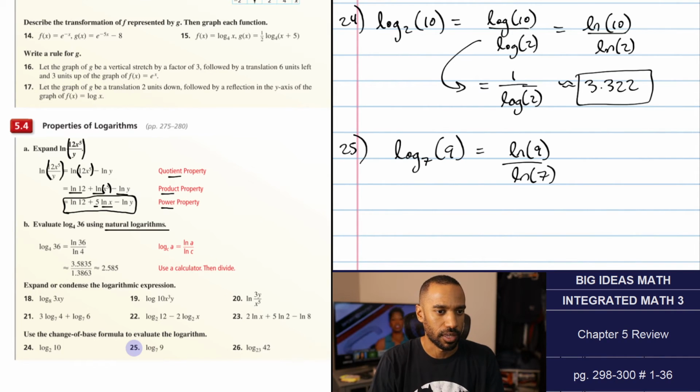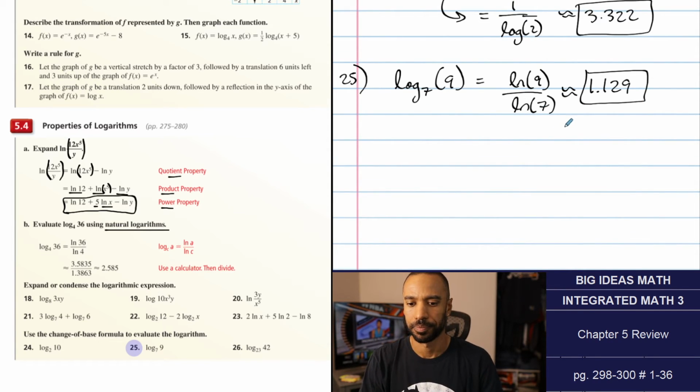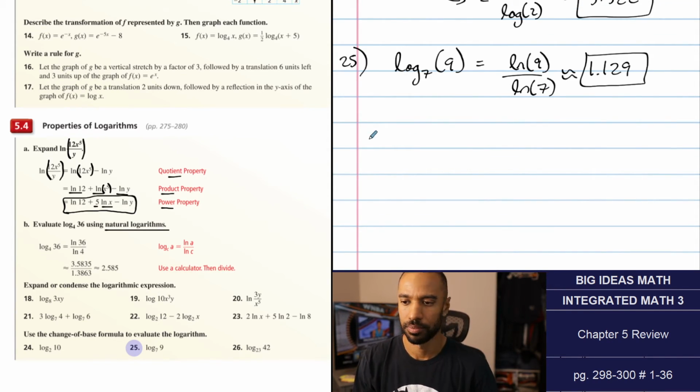I'm not going to show on the calculator. I'll just type it out and see what we get. If I type it correctly, natural log of 7, and I'm getting around 1.129. Like I said, somewhere between 1 and 2. Significantly closer to 1. I believe it. I'm going with it.